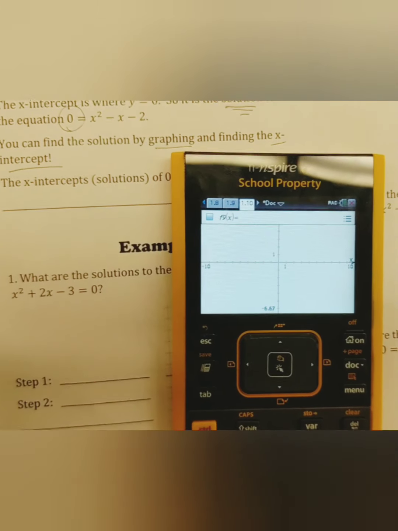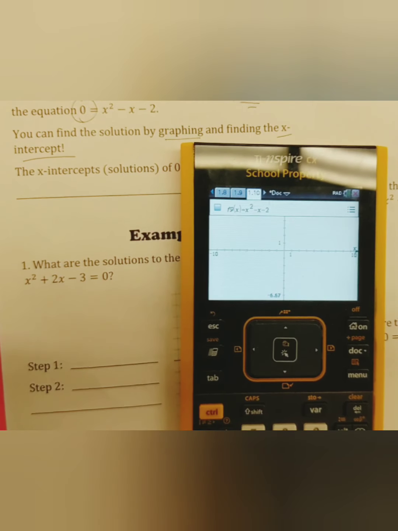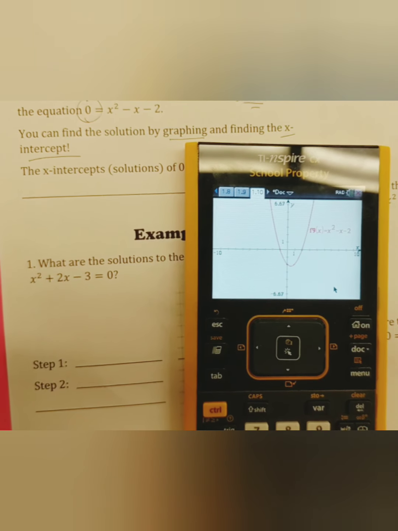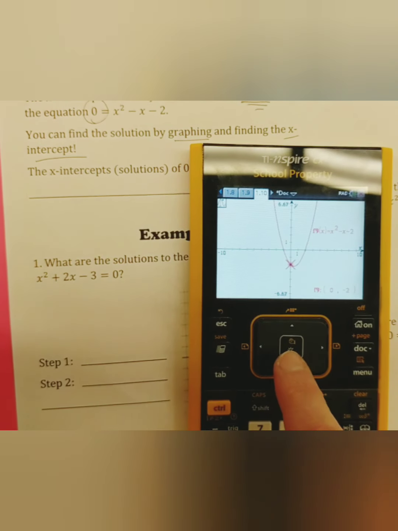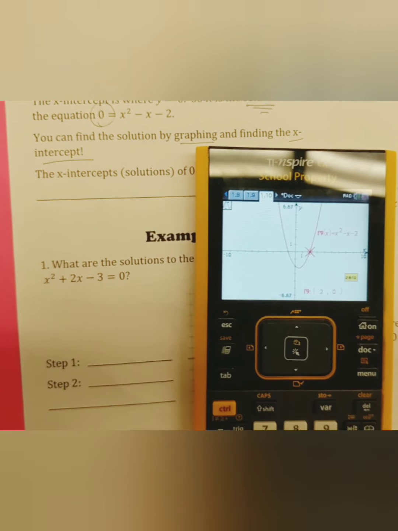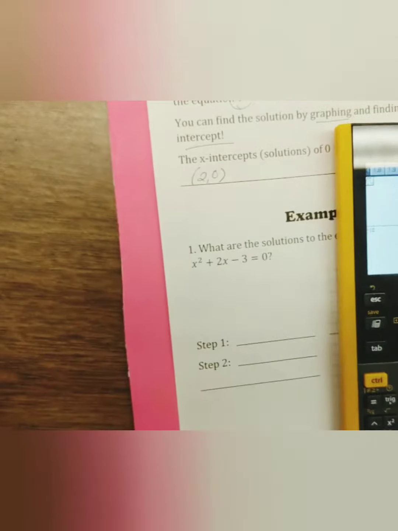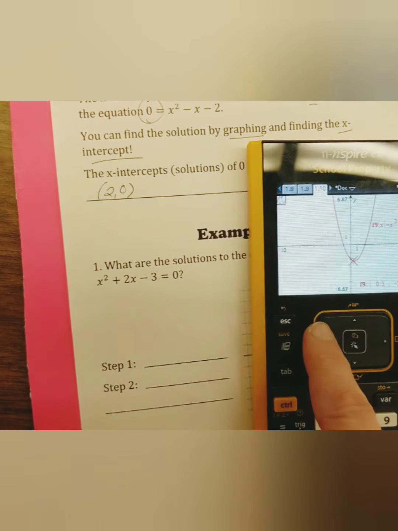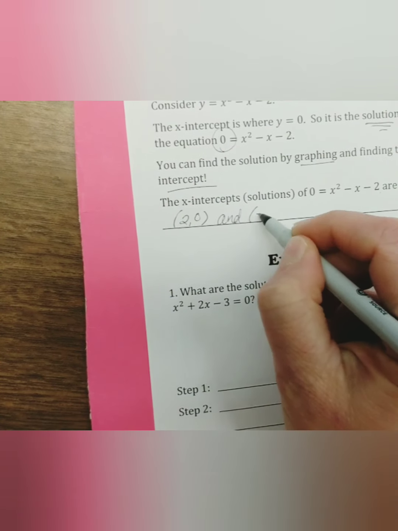I'm going to graph this x squared minus x minus 2. Notice I do not enter the 0 equals at the beginning, only the equation. Then I'm tracing it to find the point where y equals 0, in other words, the x-intercept. If the trace doesn't work, you can also find the solution by selecting Analyze Zero. We know that zero is another word for x-intercept.